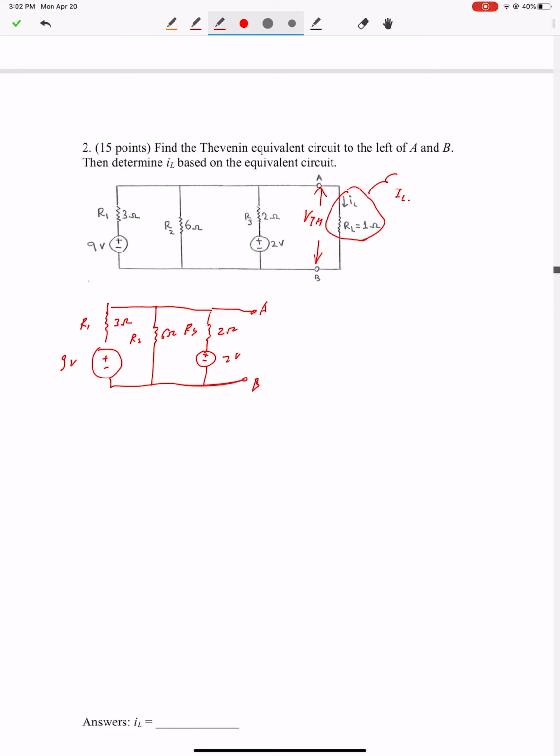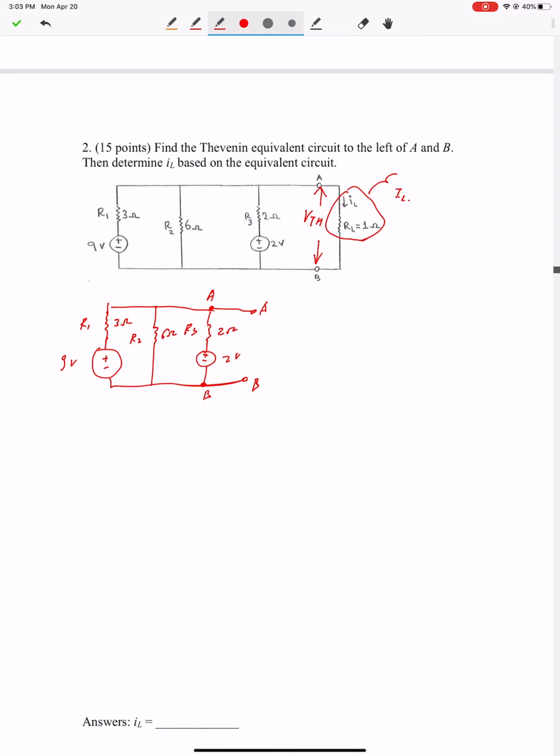Right. So that's the circuit after you remove the load resistor, and AB becomes an open circuit, which means there's no current flowing through points A and B. Alright, and then the voltage between A and B is the same voltage from here to here, right? Because this point is connected to point A, and this point is connected to point B.